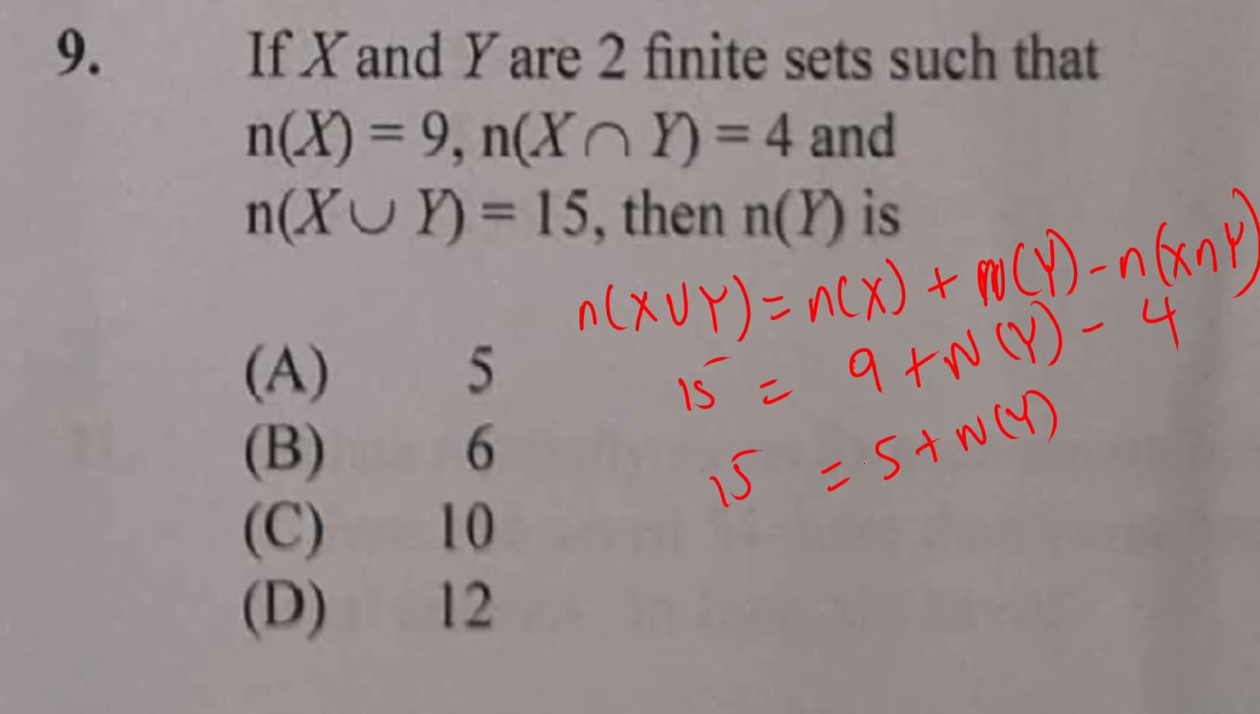Alright, so then we can just subtract. So 5 plus what number gives us 15? That's 10. So therefore, solving, you can say subtract 5 from both sides and we get 10.